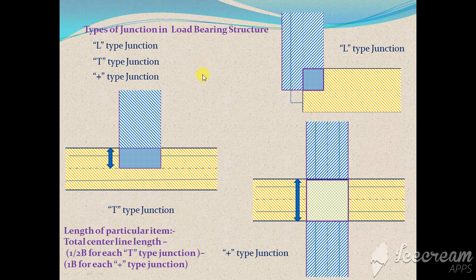So after going through these junctions, we can say that the length of a particular item can be calculated as the total center line length minus half of the width for each T type of junction, which we have observed here, and one times width for each plus type of junction. So how many junctions are there, that will be the calculation for this particular formula.